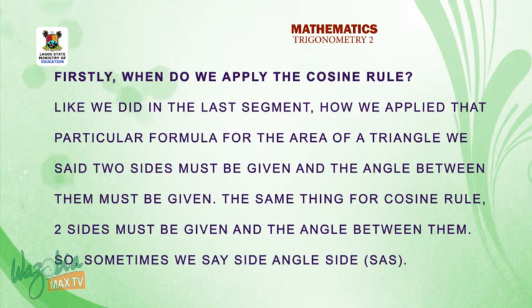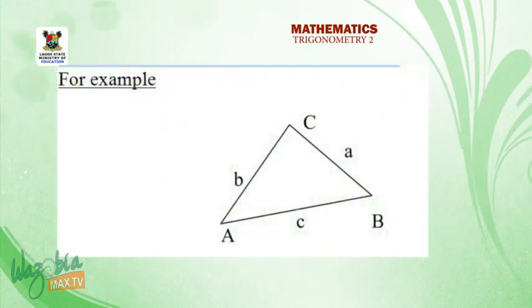So when you have such, for example, let's say we have been given sides B and C here, and we have also been given angle A, which is between them. So the first parameter we can find directly here is what?